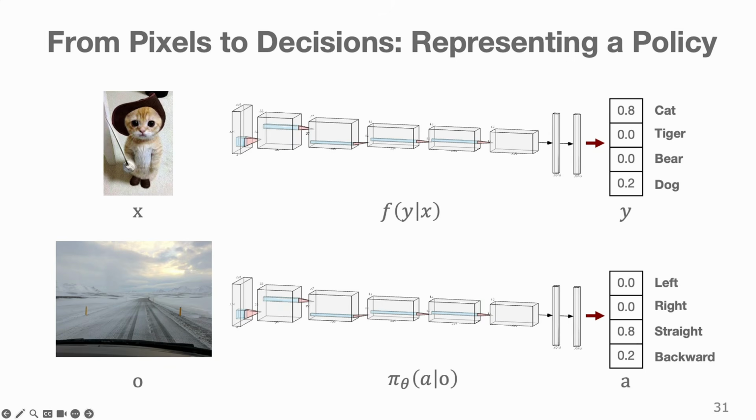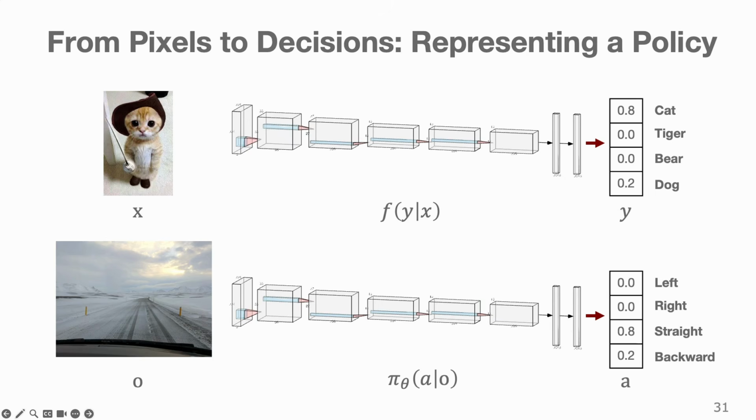Maybe let's first talk about how we can represent this mapping from observations to actions and introduce some terminology. This is typically not too different from how you might represent an image classifier, which maps from inputs X to some outputs Y, for example here for this cute cat, with a neural network.